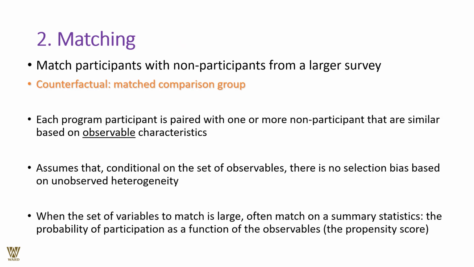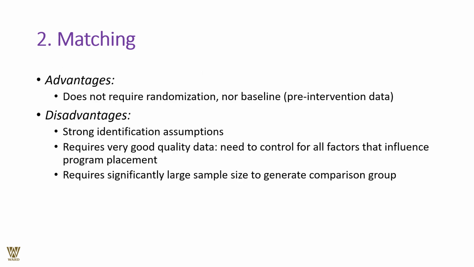So matching. After randomization comes matching participants with non-participants from a larger survey. The counterfactual is a matched comparison group. Each program participant is paired with one or more non-participants that are similar based on observable characteristics. This assumes that, conditional on the set of observables, there is no selection bias based on unobserved heterogeneity. When the set of variables to match on is large, we often match on a summary statistic, the probability of participation as a function of observables, which we call the propensity score.